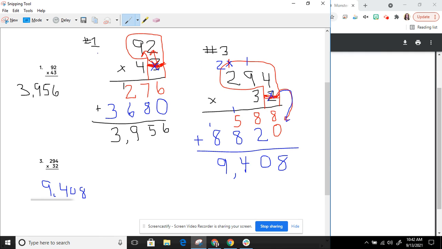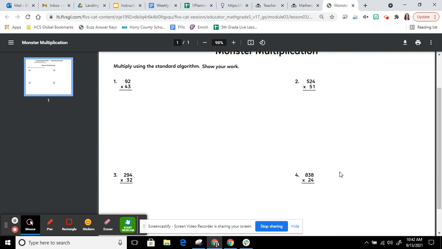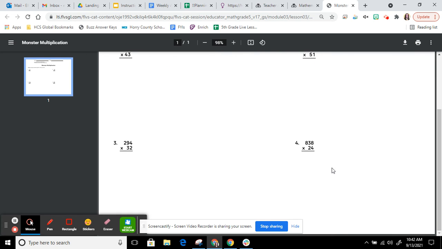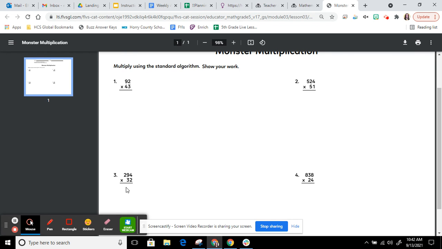So that was number 1 and number 3 from your worksheet. You have 2 and 4 to do as well. Make sure that you are still completing 1 and 3 from my model, and you do 2 and 4 on your own.